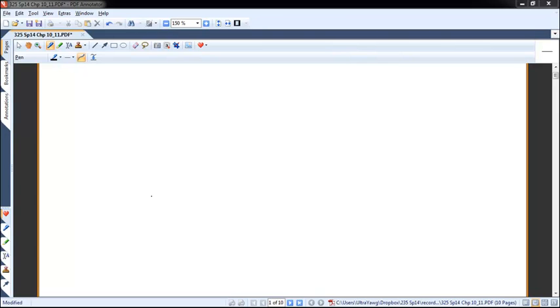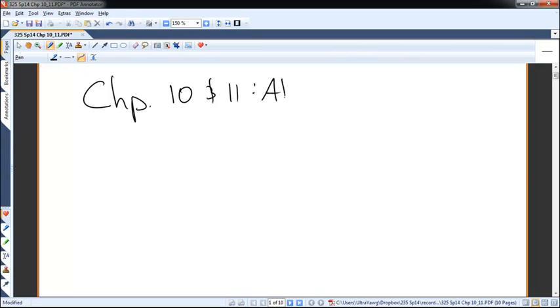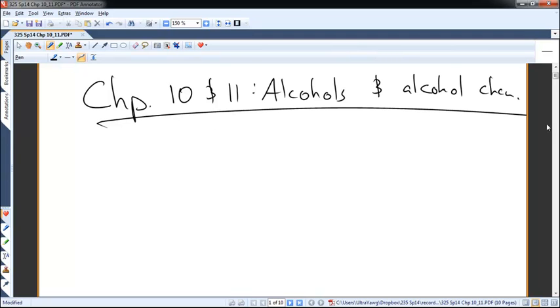Hi guys, today we're going to do Chapter 10, Alcohols, and I'll bundle in Chapter 11 with this because it's also alcohol chemistry. So, here we go. Chapter 10 and 11 is essentially alcohol and alcohol chemistry, right? So the stuff that alcohol does. Alrighty, so what do we have for these chapters?